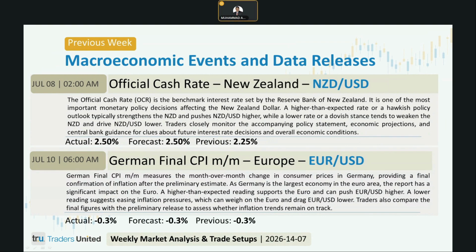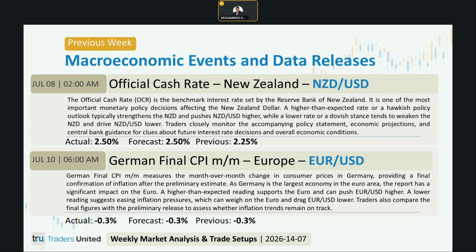UTC time. Now, what is the official cash rate in New Zealand? The official cash rate, also known as OCR, is the benchmark interest rate set by the Reserve Bank of New Zealand. It is one of the most important events for the New Zealand dollar. The OCR affects borrowing costs, inflation, consumer spending, and economic growth. It also shapes expectations for future monetary policy. A higher than expected interest rate or a hawkish policy outlook usually strengthens the New Zealand dollar and pushes NZD/USD higher. A lower rate or a dovish outlook often weakens the New Zealand dollar and sends NZD/USD to the downside.